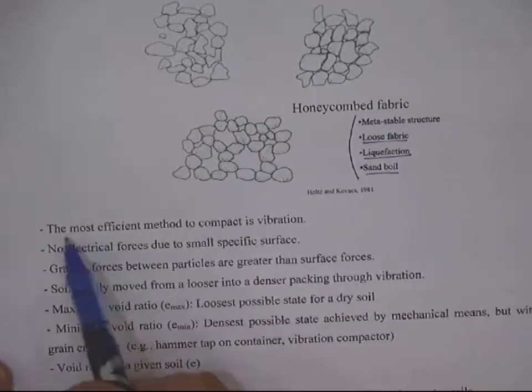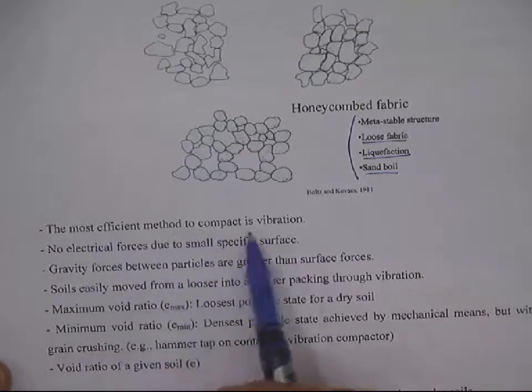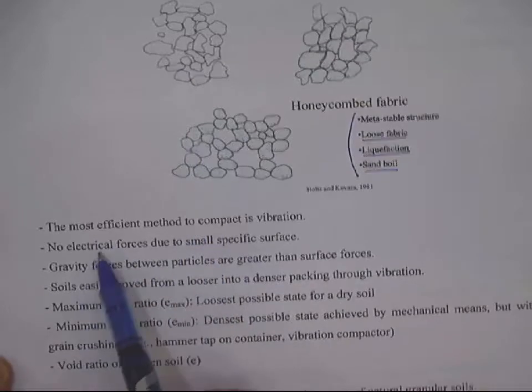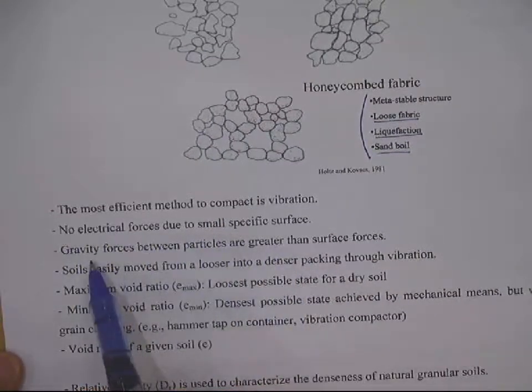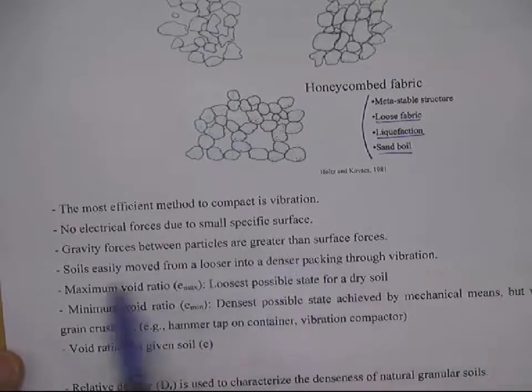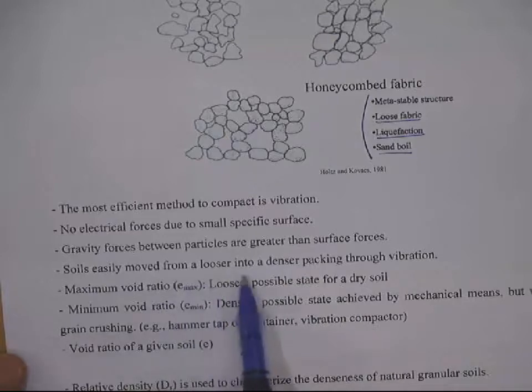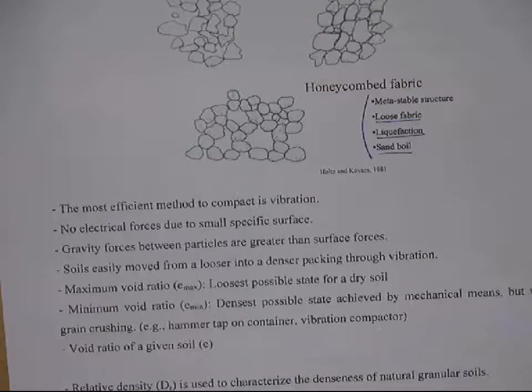For the coarse grain soil, the most efficient method is vibration for the compaction, and no electric forces due to small specific surface area, and gravity forces between particles are greater than surface forces. Soils easily move from a looser state into a denser packing through vibration. So when you compact this kind of sandy soil, the easiest way is to just shake it, okay? There's a roller with some vibrator. It has some frequency, and when you go over the pavement, they give the vibration to the soil together. Okay? That's specifically designed for the coarse grain soil.